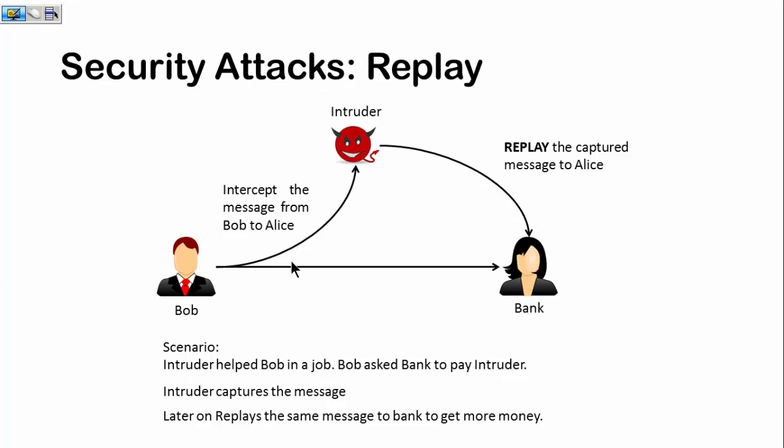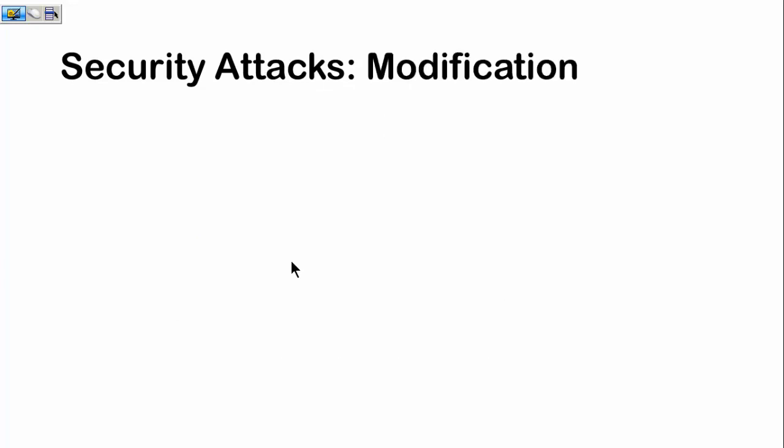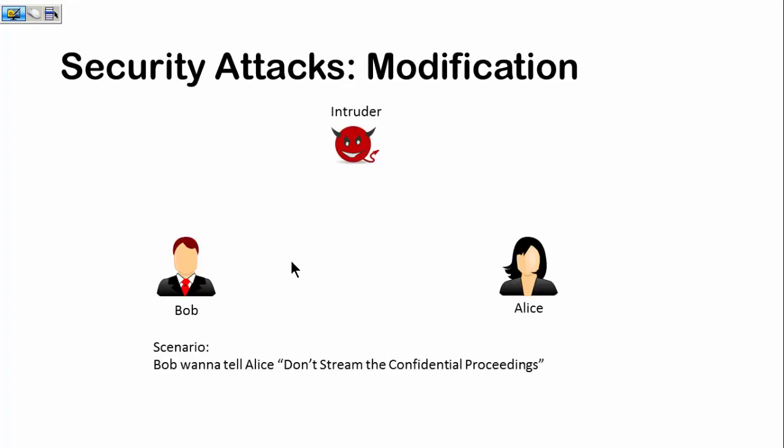When you are replaying, it is like saying, okay, pay again, pay again, pay again, and the bank is paying again. There are mechanisms with the help of which you can avoid replay attacks. It is also an active attack, and it is again a threat to integrity because it involves replaying of old messages. The fifth attack is modification, where you are actively modifying the content. And here the scenario is that Bob wants to tell Alice a message that don't stream the confidential proceeding, right?